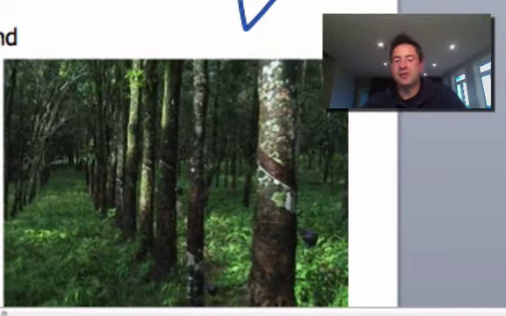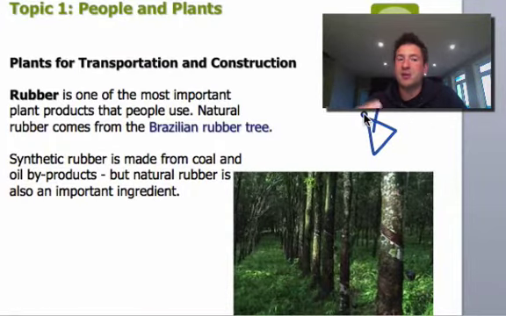But on the other side there's synthetic rubber, which, remember, synthetic means manufactured, and it's made from coal and oil byproducts. But natural rubber is also an important ingredient in that synthetic rubber as well. So we can make the synthetic rubber, but we also use the natural rubber. Like I said, the Brazilian rubber tree, and there are rubber trees, believe it or not, which is pretty darn cool. And you just take a look at that picture there.